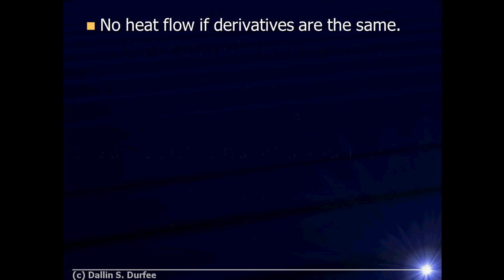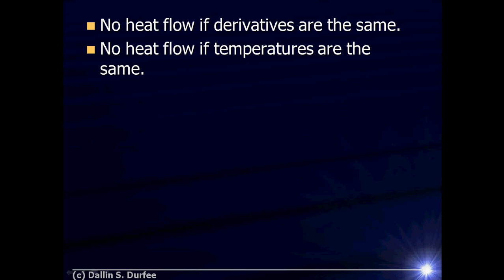So you might suspect then that no heat flow happens when the derivative of entropy with respect to heat for my two systems is 0. Or sorry, not when they're 0, when the difference of them is 0, when they're the same. All right, but we also know that heat doesn't flow if temperature is the same.